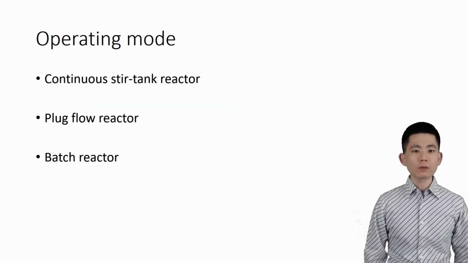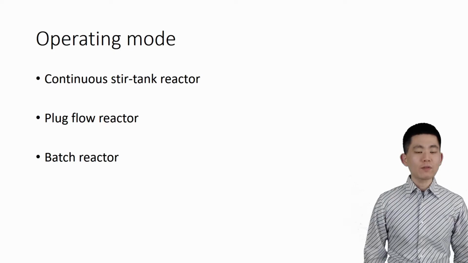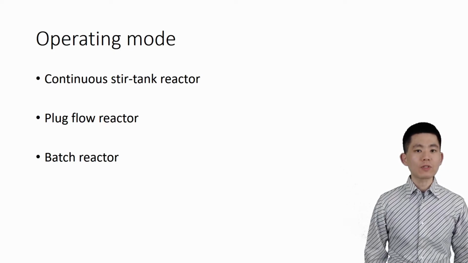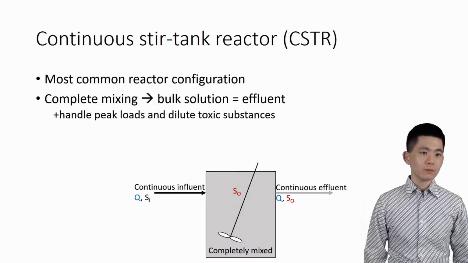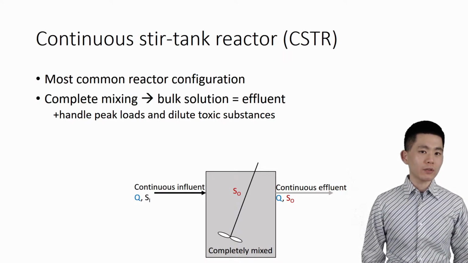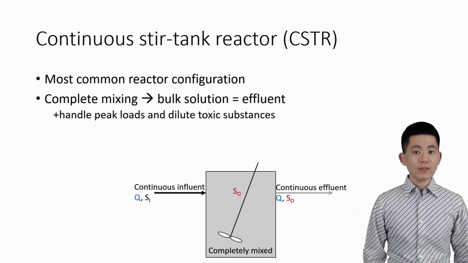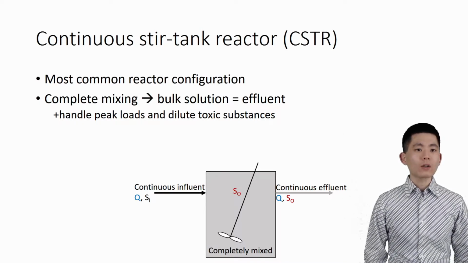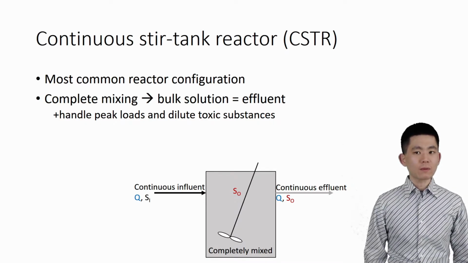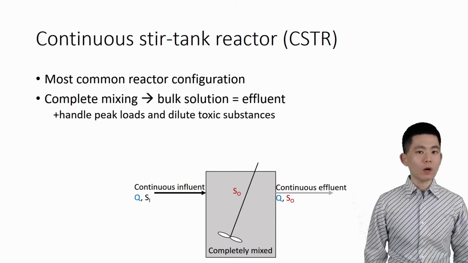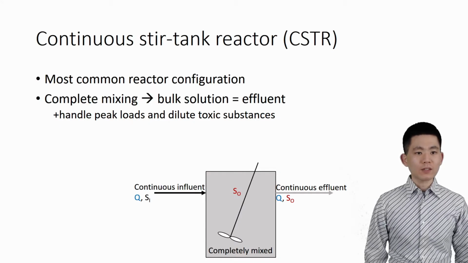Based on operating mode, the biological reactors, especially the suspended growth bioreactors, can be divided into three types: continuous stirred tank reactor, CSTR, plug flow reactor, PFR, and batch reactors. CSTR is the most commonly used configuration. Biomass is completely mixed within the reactor while the reactor is continuously fed and vacated. Because of the complete mixing, the effluent quality equals the bulk solution quality. The influent is instantly diluted after being fed to the reactor.